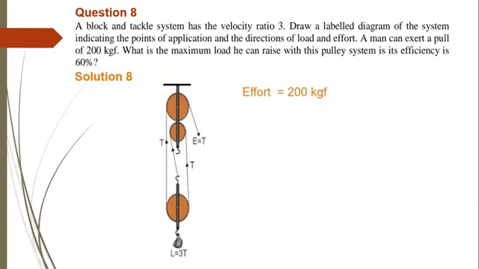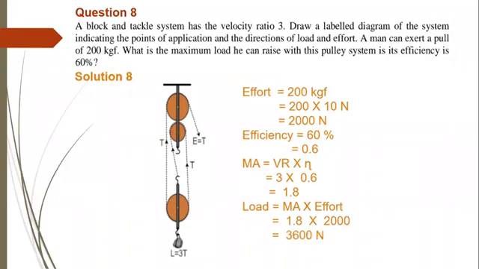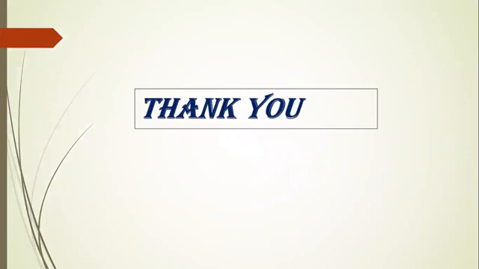Pull is exerted. So effort is 200 kgf, which when converted to Newton becomes 2000 Newton. Efficiency of the machine is 60%, that is 0.6. Mechanical advantage is equal to velocity ratio into efficiency. Substituting the values, we get mechanical advantage as 1.8. Thus, load is equal to mechanical advantage into effort, which comes out to be 3600 Newton. We know the formula of mechanical advantage is load upon effort. So from there we calculated load. So this is how these types of questions are to be solved. I hope you have understood. Thank you.